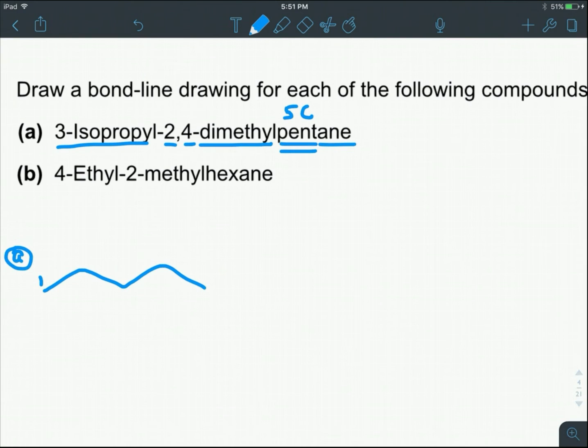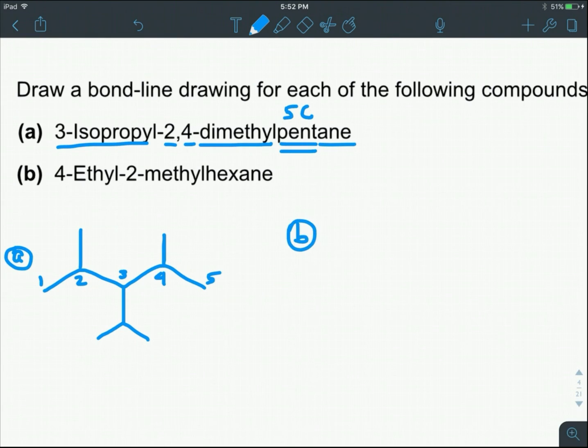Start at one end for numbering. And now you can put in your substituents. At carbon 3, I need to have an isopropyl. At carbon 2, I need a methyl. And at carbon 4, I need a methyl.